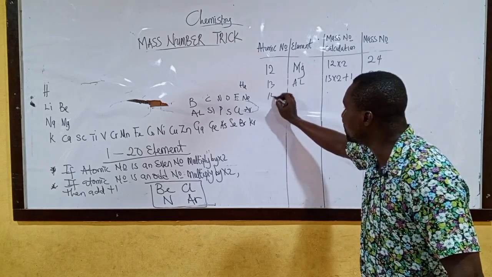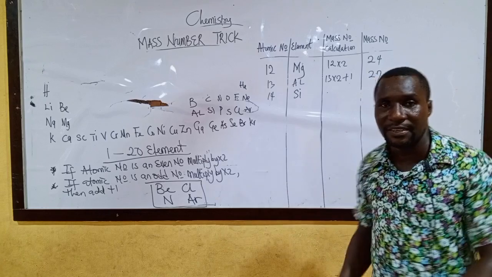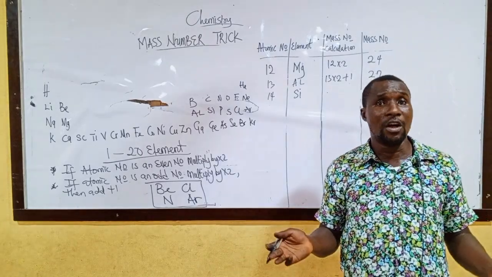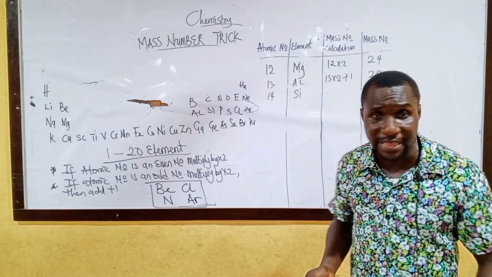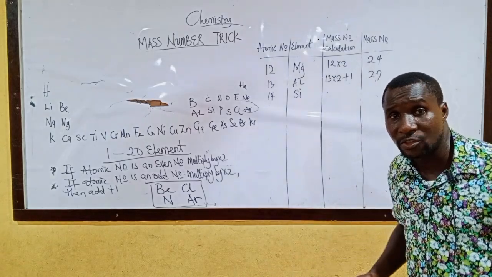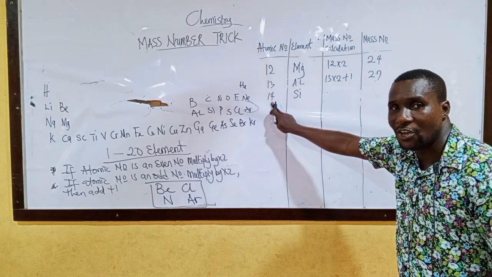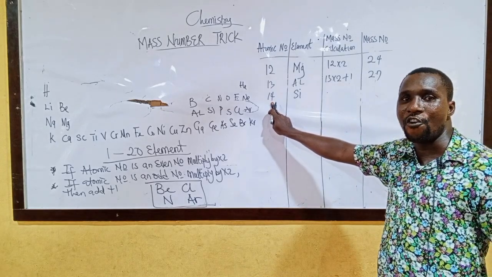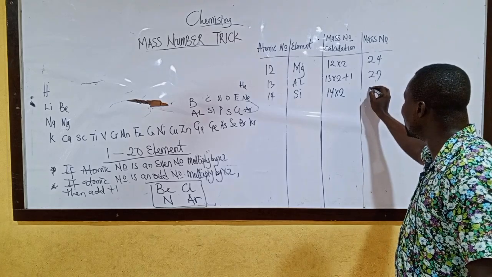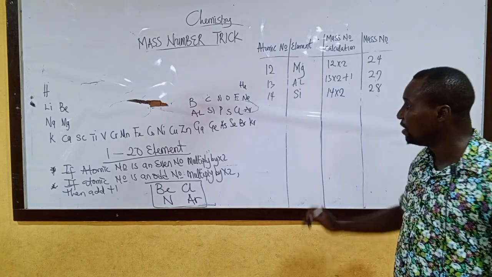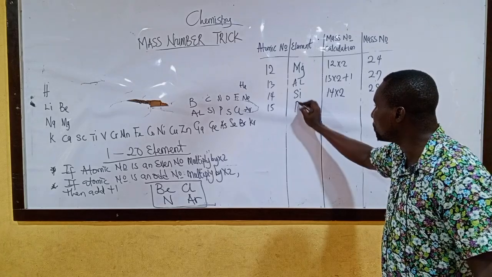I have 14. 14 is what? Silicon. Silicon is what? A semiconductor. It's a metalloid. Let's move. When we get into the topic, I will explain better. Silicon, atomic number 14. 14 is what? Even number. That means, what did I say? Multiply by 2. That is what? 28.